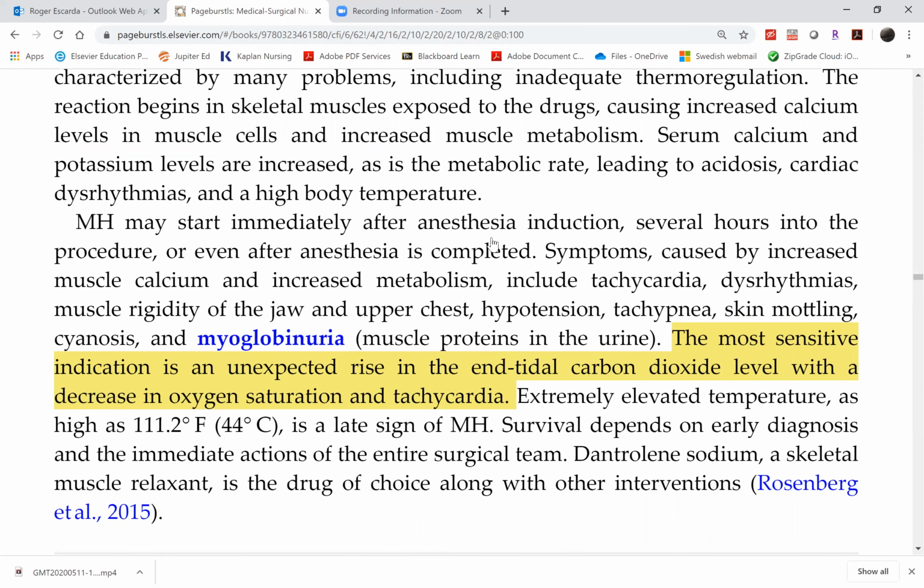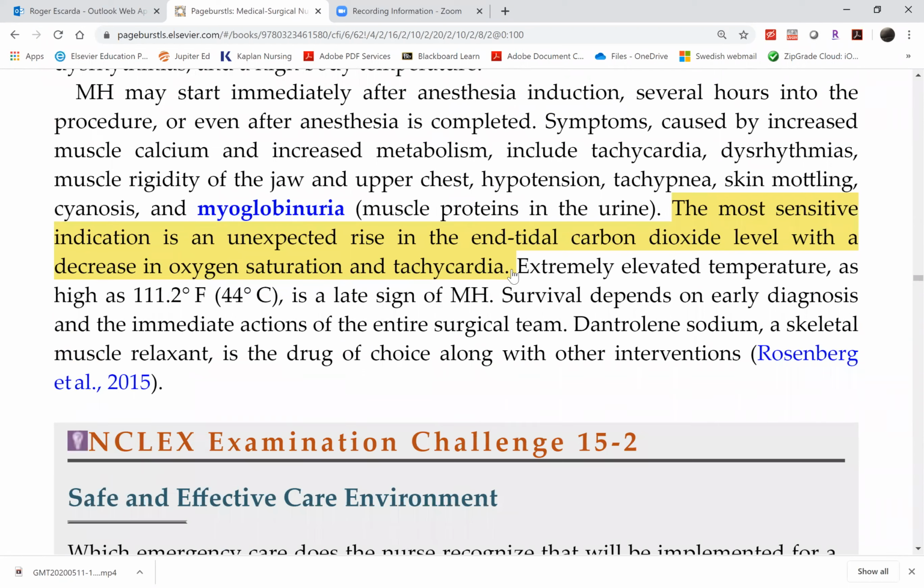So this is the first sign, and then followed by the muscle rigidity. If you pick up this patient's arm, it won't go back down, it will stay up. That's how rigid it becomes. Imagine contracting your muscles and never relaxing. Of course, that will cause some damage to the muscle, correct? So this will explain the myoglobinuria.